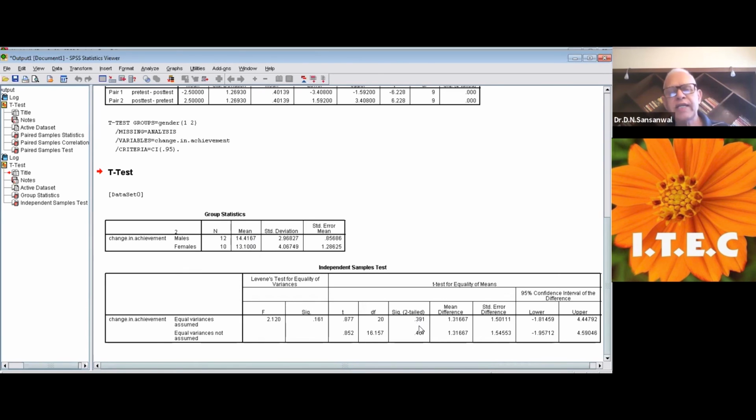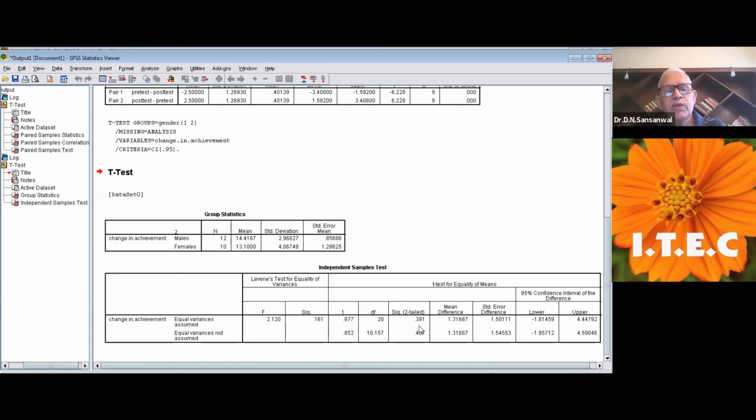If you do not understand this, you can use t-test and you know the formula, so you can calculate, no problem at all. But if you want to use this, then that also is possible.